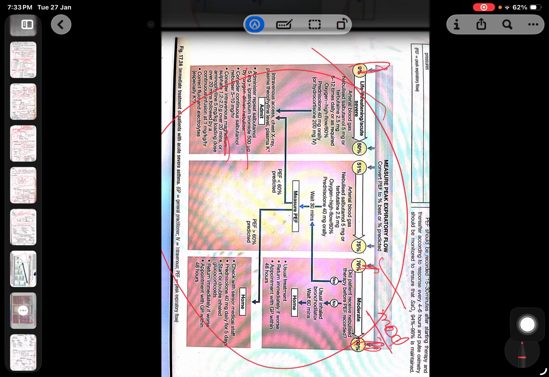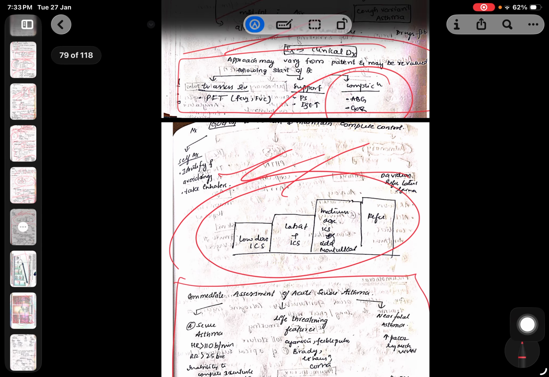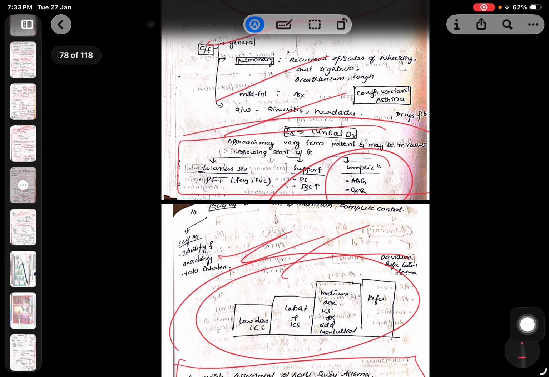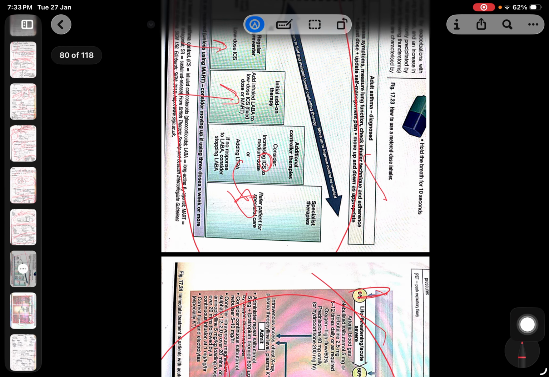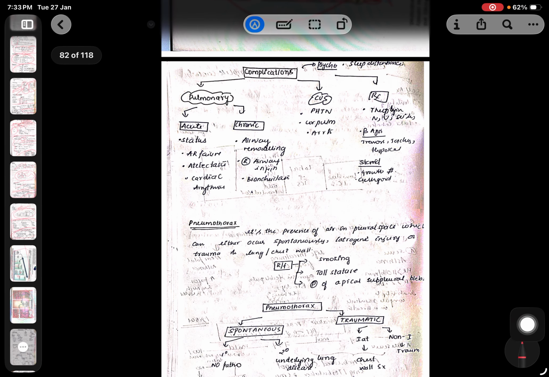This is something you should know. If they ask for the status asthmaticus management protocol, make sure you write this and present this, because this is what is given in the division. Based on that, I just added a few things here. That's the same thing which I copied. This is how to assess the severity. This is the key. I think there is a latest guideline also, so just cross check.